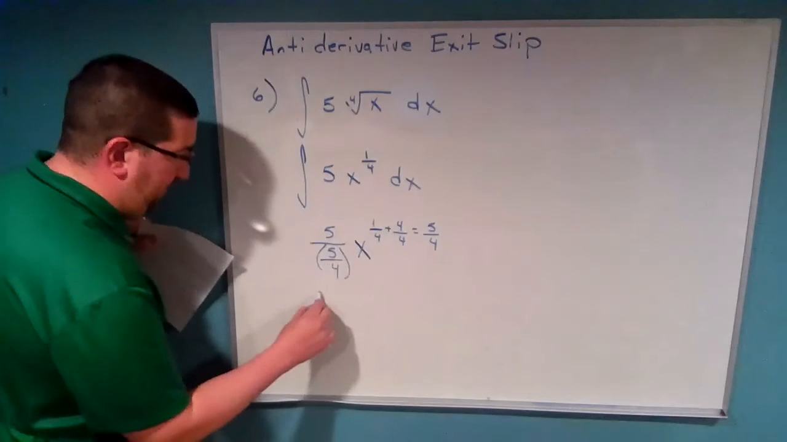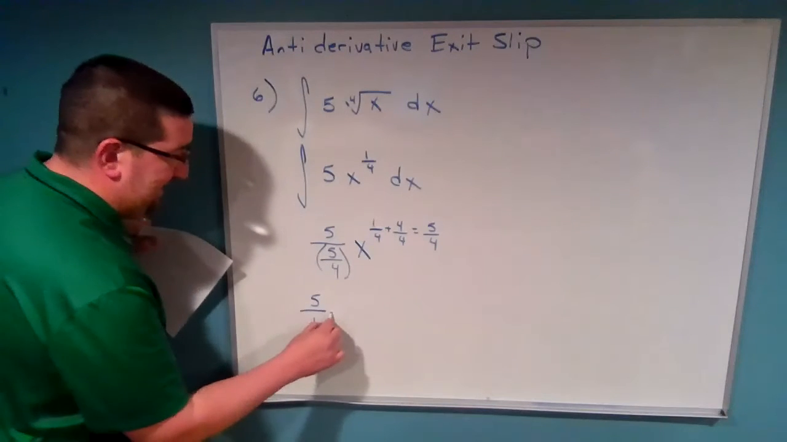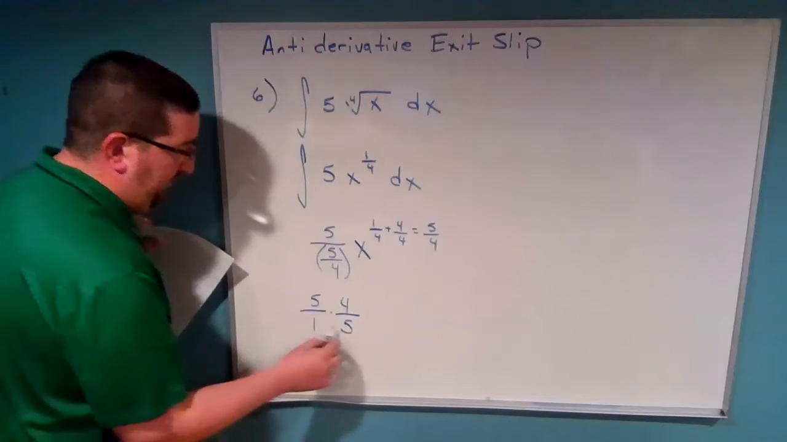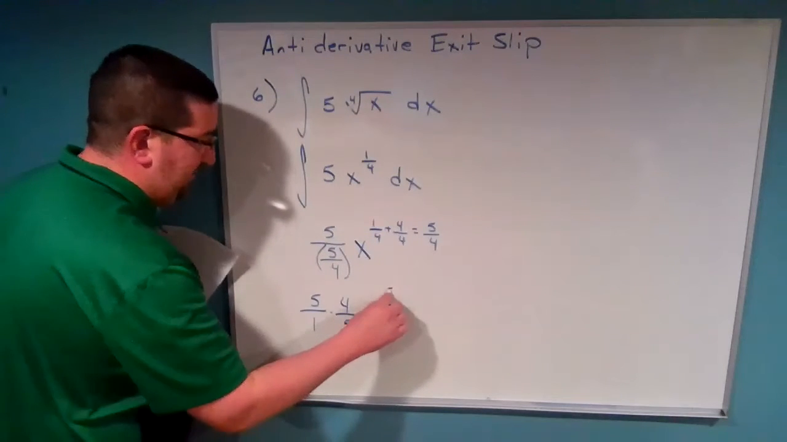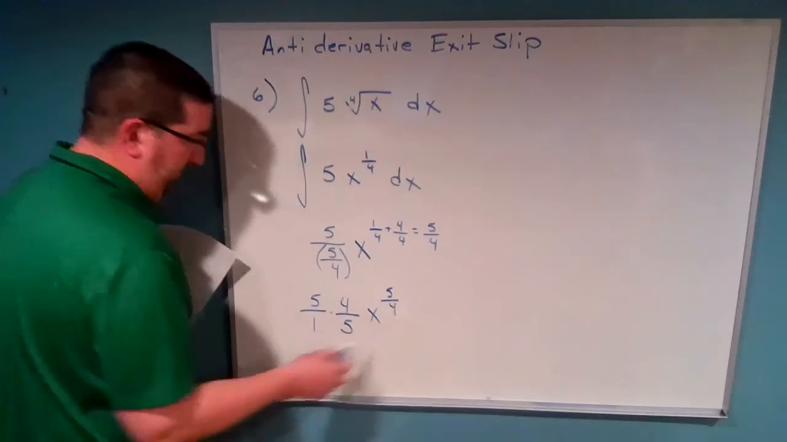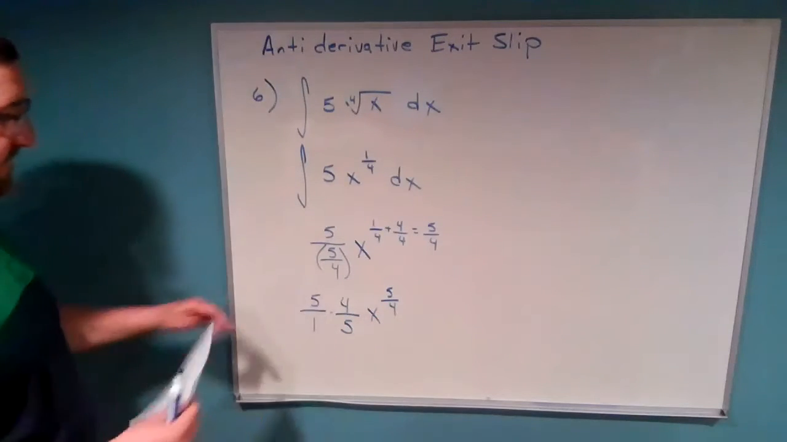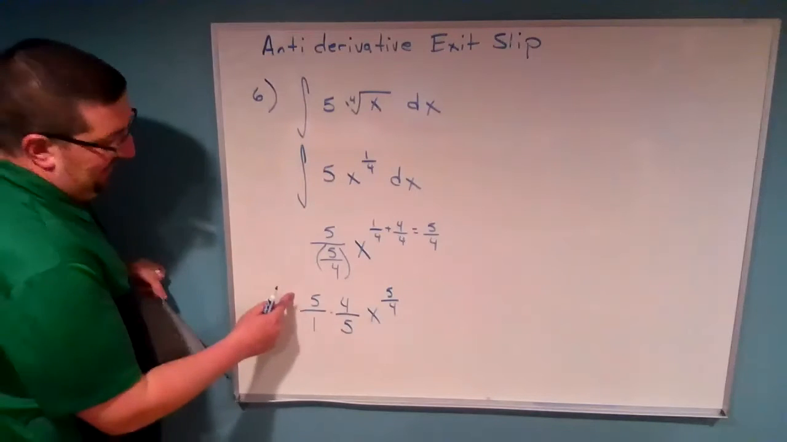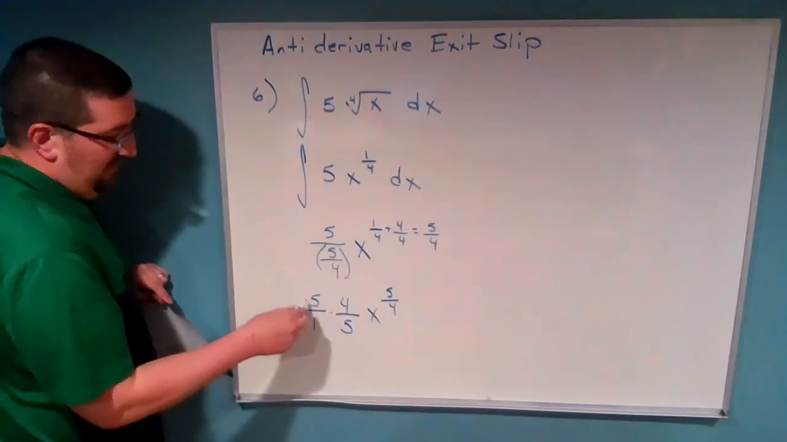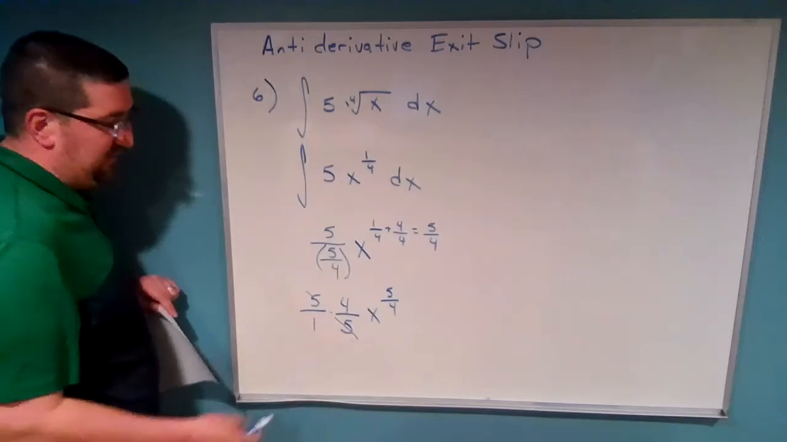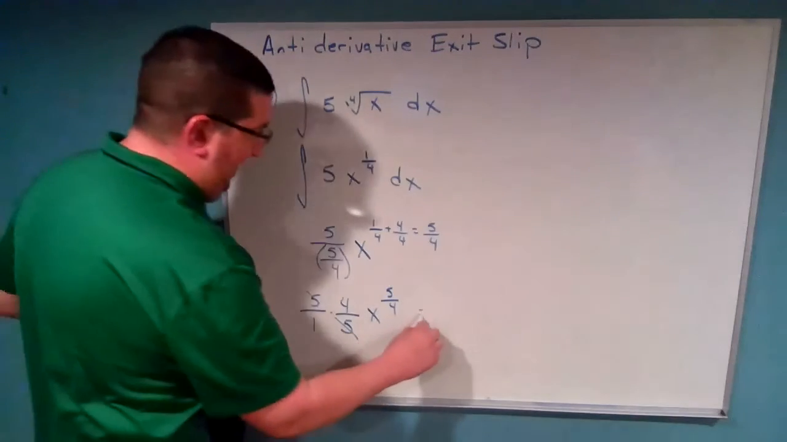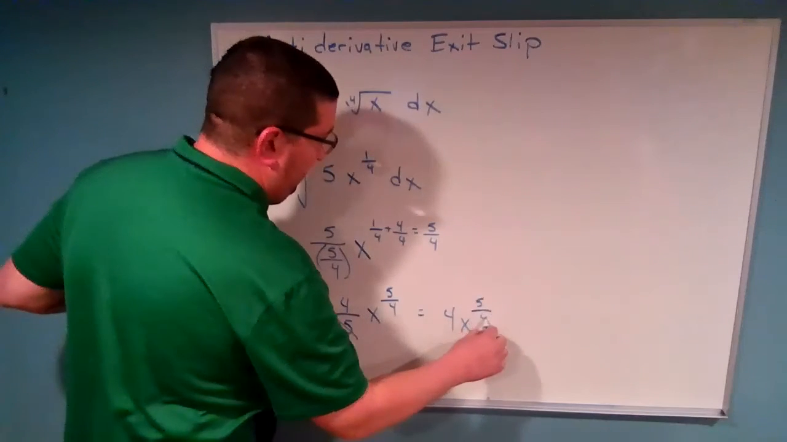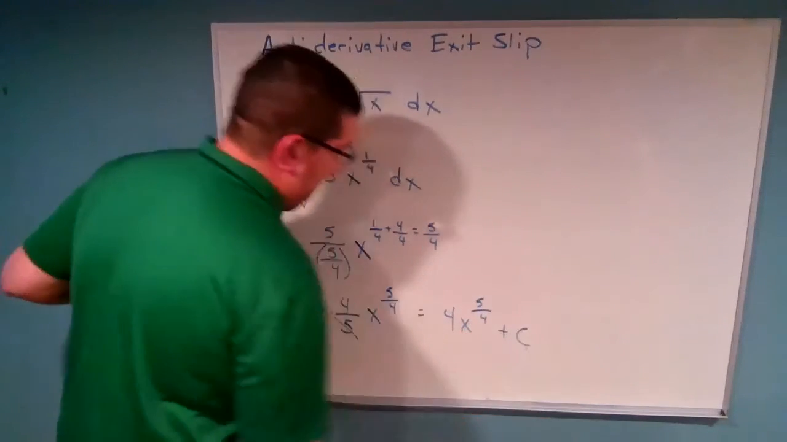So 5 over 1 times the reciprocal of 5/4 would be 4/5 x to the 5/4. Now 5 over 1 times 4 over 5, you can think of it as 20 divided by 5, or you could think of it as the 5s cancel out, and I would have 4x to the 5/4 plus c.